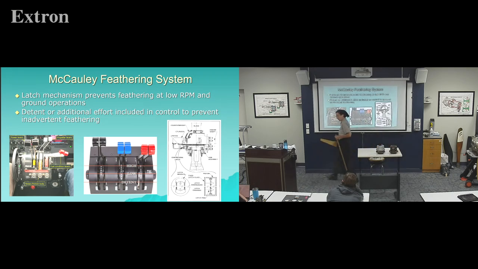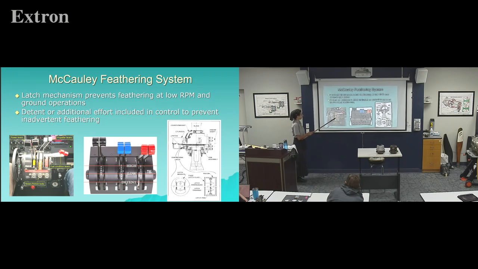But some props do have a safety feature to keep it from going into feather at controlled normal engine shutdown. So there is a latch mechanism, and I have a really nice video of this in a little bit that illustrates it really well. So if you're not quite grasping it yet, that's fine. The latch mechanism prevents feathering at low RPM and ground operations.